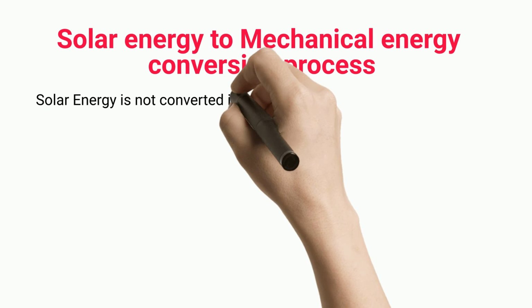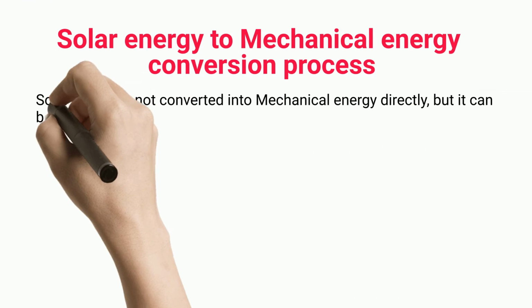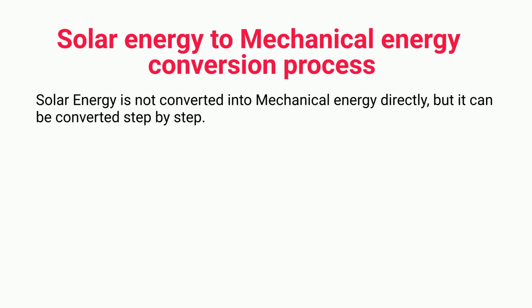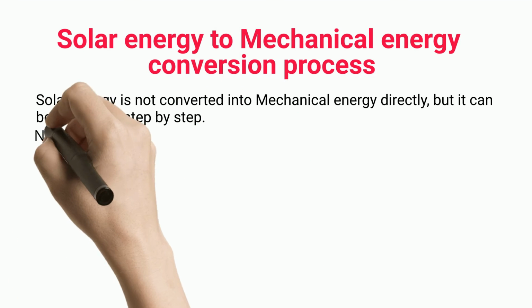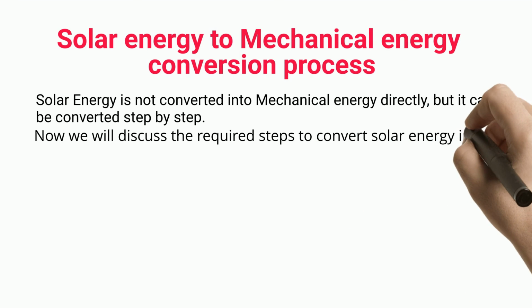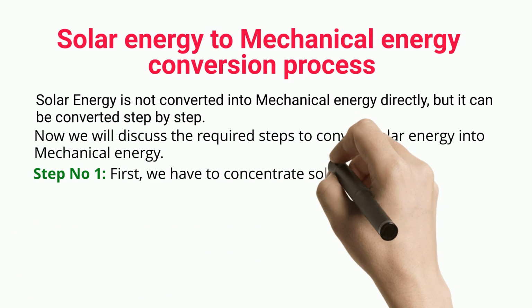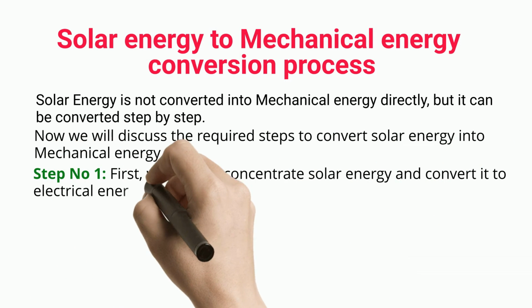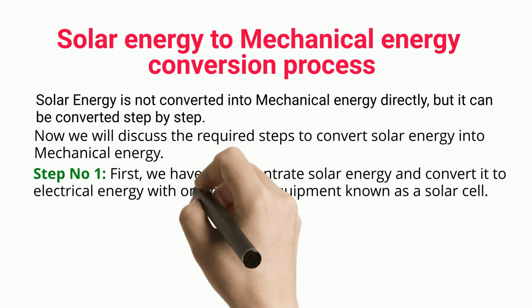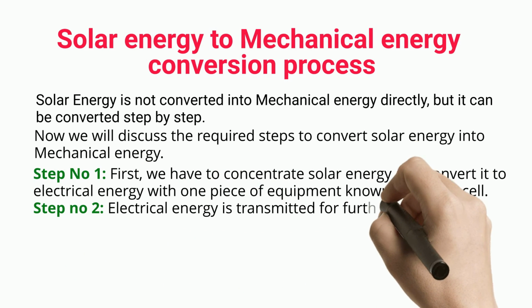Solar energy is not converted into mechanical energy directly, but it can be converted step by step. Now we will discuss the required steps to convert solar energy into mechanical energy. Step number 1. First, we have to concentrate solar energy and convert it to electrical energy with one piece of equipment known as a solar cell.